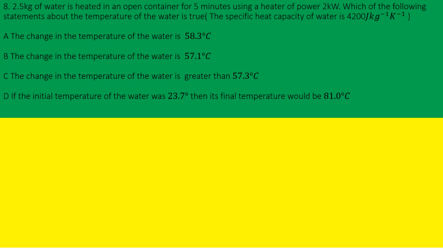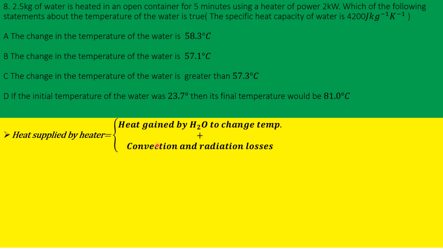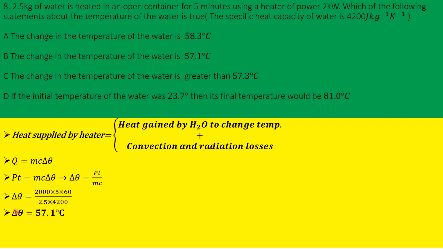We have 2.5 kilograms of water heated in an open container for 5 minutes using a heater. So you just pause the video and read the question, right? So we have heat supplied by the heater is, of course, heat gained by the water to change temperature plus convection and radiation losses. Yeah, because part of that heat will be wasted because it's an open container, right? So, convection and radiation, perfect. We therefore have that our Q is mc delta theta, right? That's the heat supplied, but this Q is actually power times time, so we make delta theta the subject, so we have Pt over mc like that. So substituting the values, we have our delta theta to be 57.1 degrees Celsius.